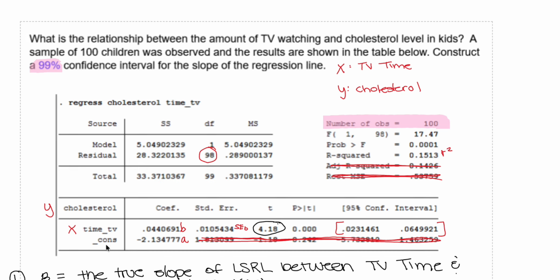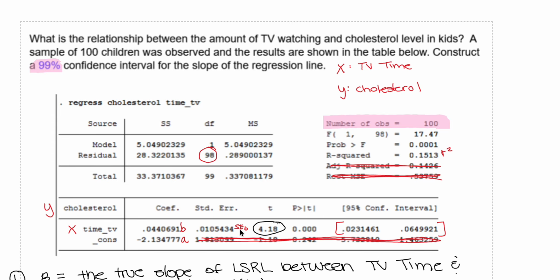Time and constant. So actually it's cholesterol. So what's our y and what's our x? Well, we want to find the cholesterol levels in kids, meaning that will be our y, or y hat, to be more accurate. And we want to find the time of watching TV. So that will be our x. And you can see coefficient, this will be b, and this is constant, so this will be a.